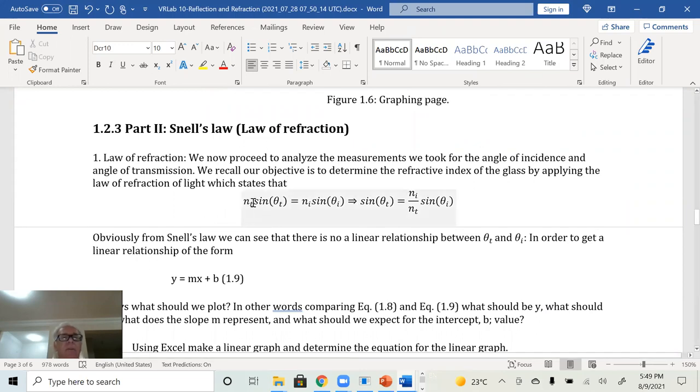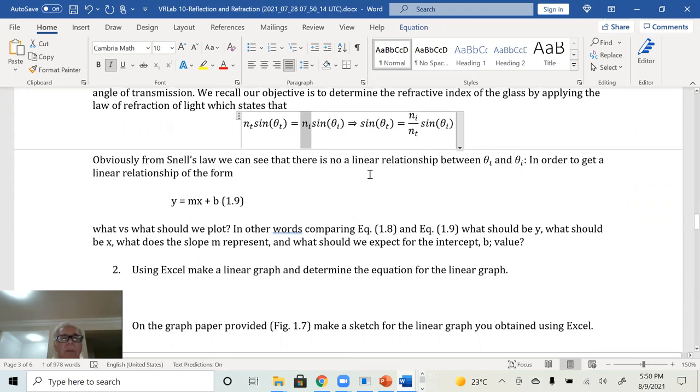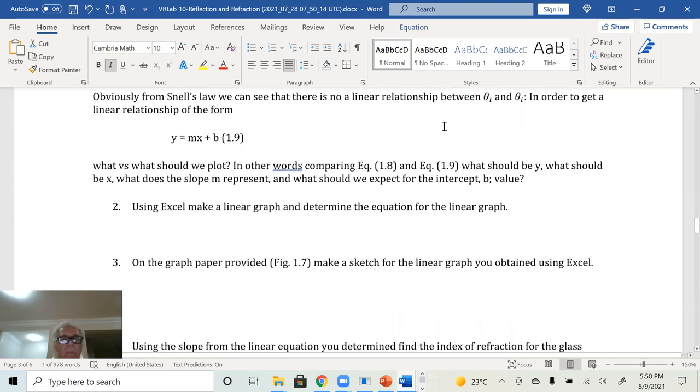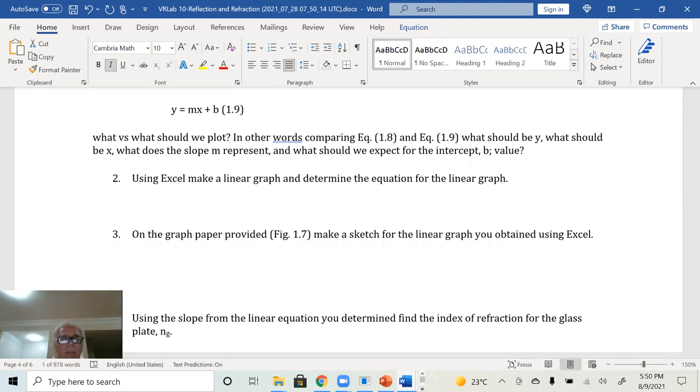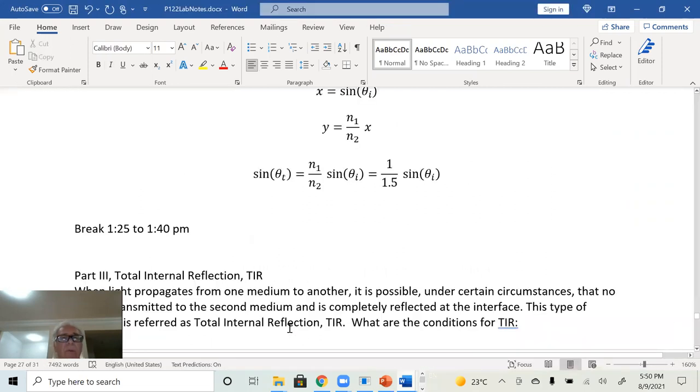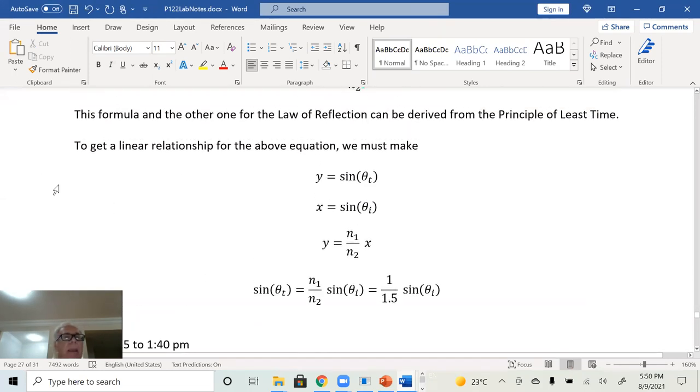The index of refraction of the medium of transmission times the sine of theta transmission is equal to the index of refraction of the medium of incidence times the sine of the angle of incidence. If you want to linearize this equation, you have to make this one equal to y and this one equal to x. Let's do that. That's why I calculated the sine of transmission and the sine of incidence. Let me see if I got that here. I have notes. Here you go. Yep, I made y equal to sine of transmission and x equal to sine of incidence. And now we do have a linear equation.